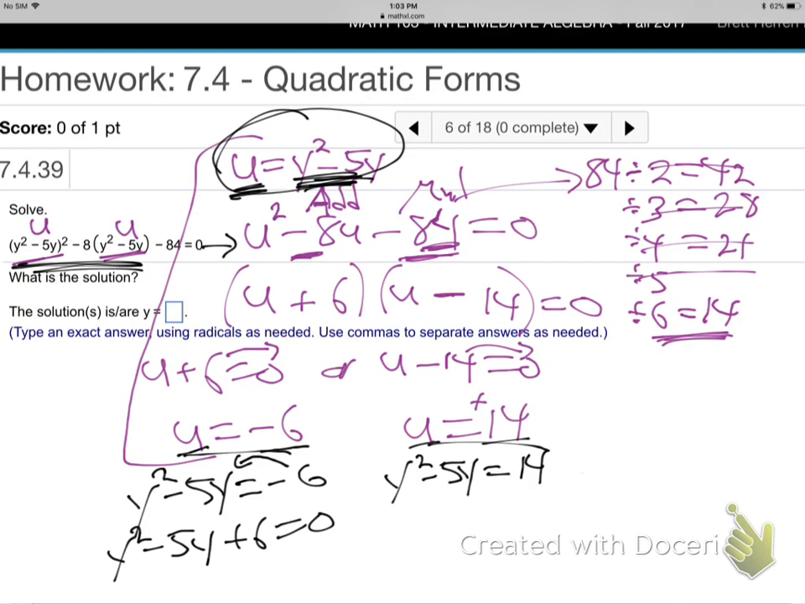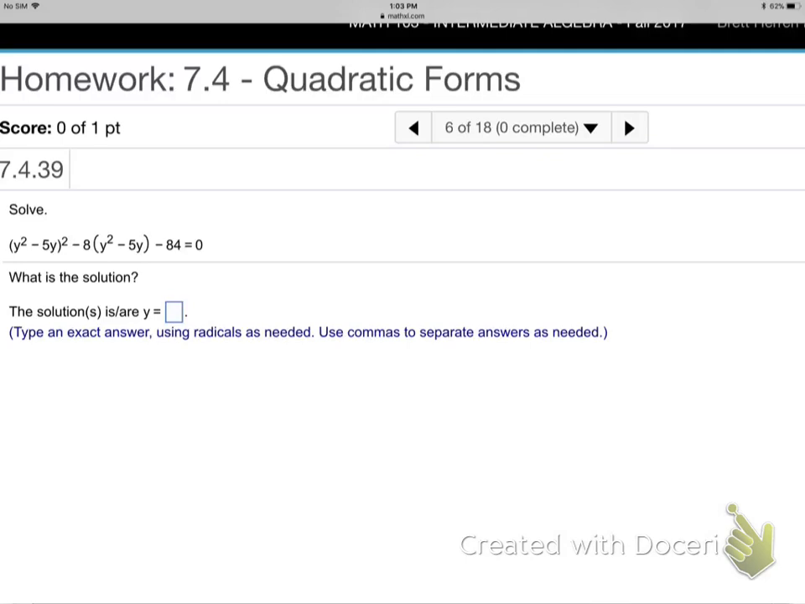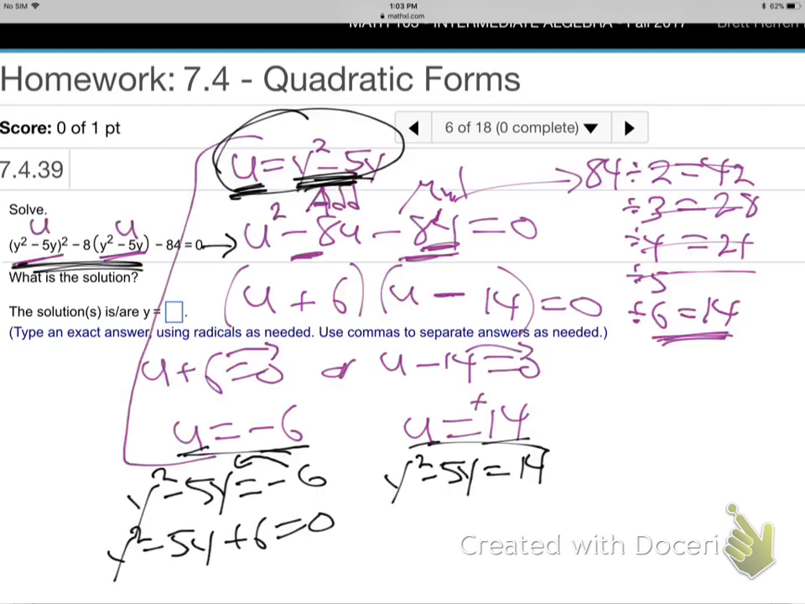In fact, maybe I'll go to a fresh screen here. So we've got y squared minus 5y. What do we have? Equals negative 6 and equals 14.